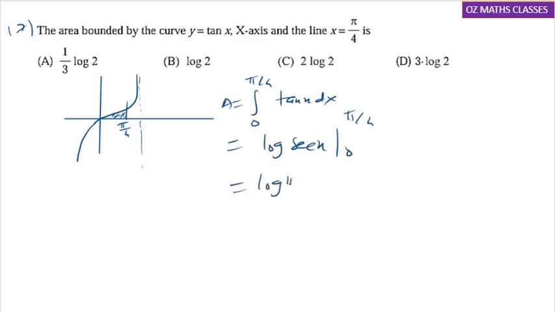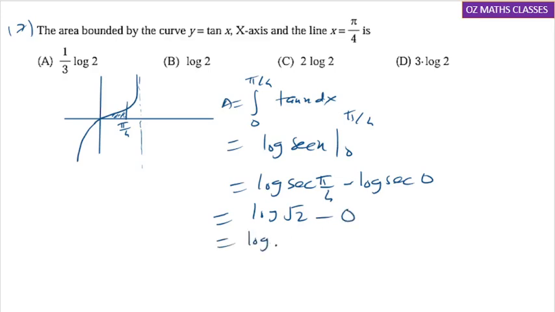So log of sec pi by 4 minus log of sec 0. After applying the limit, first replace x by the upper limit, minus, then replace x by the lower limit. So sec pi by 4 is root 2, and sec 0 will be 1, so log 1 is 0. You can write this as 2 power 1 by 2, and take the power ahead. So 1 by 2 log 2 is the answer. There is again a printing mistake; 1 by 2 log 2 is the answer.